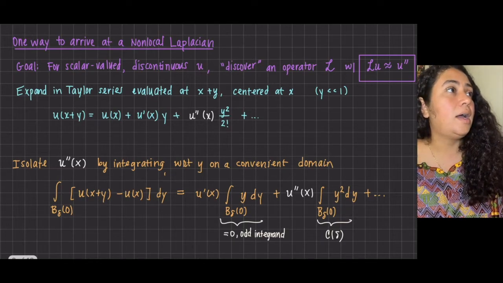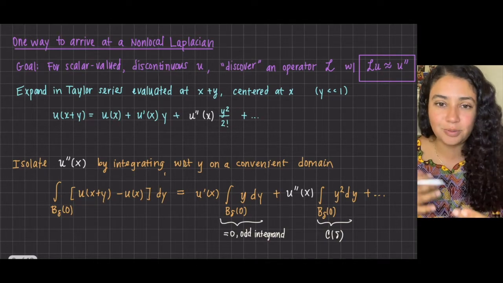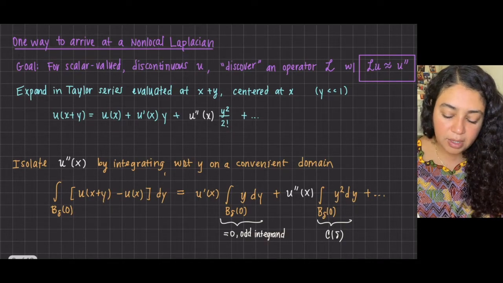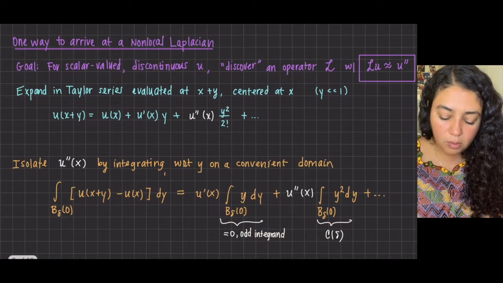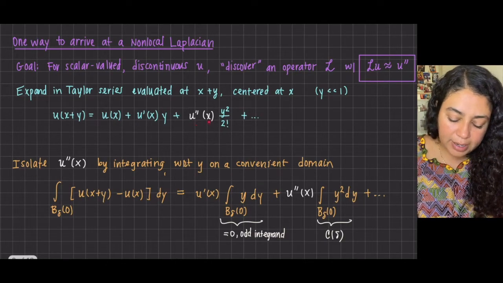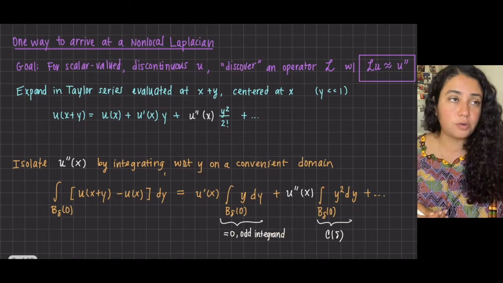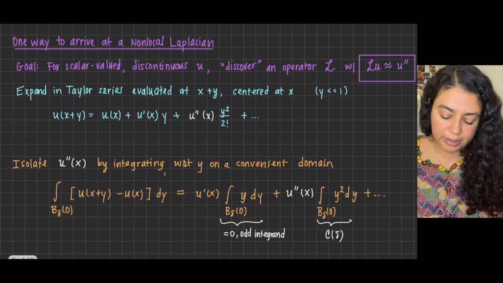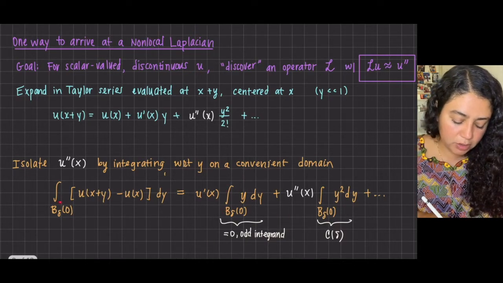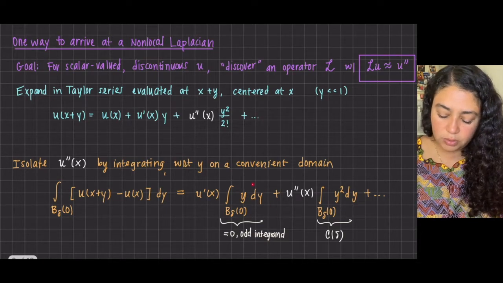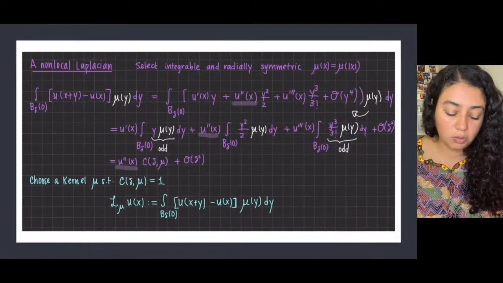It was super intuitive. So let's say you expand in a Taylor series centered around a point x. So you're doing your Taylor expansion. Here's my center, evaluating at x plus y. So x plus y minus x gives me just the y squared over 2 factorial. And I really want to isolate that u double prime. I want to give a sense of how I understand a second order derivative, and do it by using this Taylor expansion. There's some convenience here, because if I do the integration on a convenient domain, this integral vanishes. Now I have my opportunity to isolate u double prime.